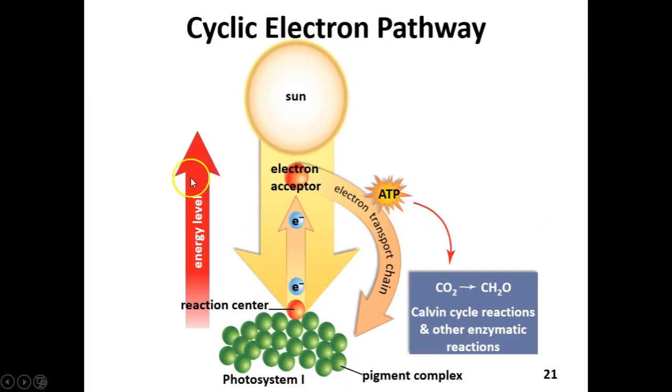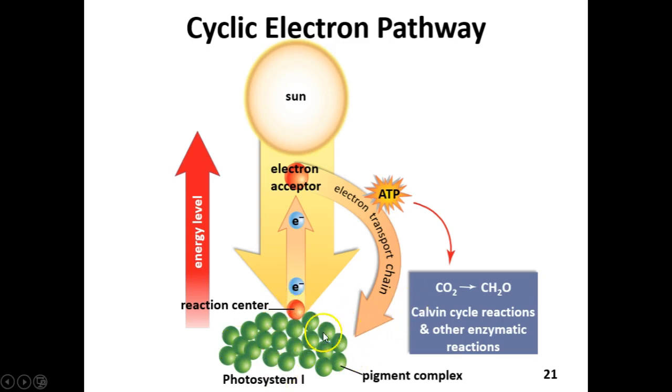And so here you can see that cyclic pathway. Again, we just have photosystem 1, takes in sunlight energy, activates that electron. The electron moves up in energy levels, jumps, goes down that electron transport chain. ATP will be produced, but the electron will move right back into photosystem 1.